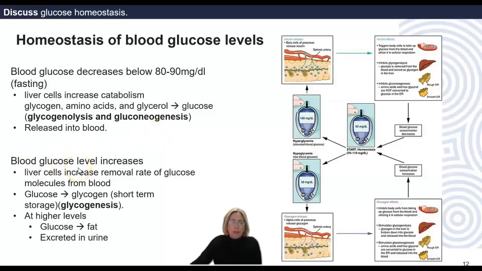Blood glucose levels then obviously increase as well after a meal. And in normal regulation, the liver cells increase the removal rate of glucose molecules from the blood. So chains of glucose molecules form glycogen, and that's that short-term storage, and that's called glycogenesis, as we talked about earlier. At higher levels, though, glucose is converted to fat in the liver, and then at even higher levels, say somebody's got uncontrolled diabetes, that glucose then is excreted in the urine.